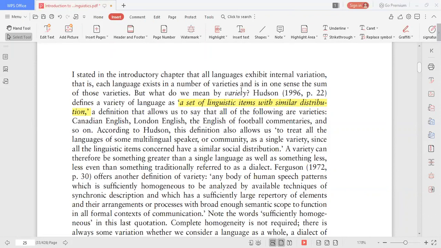So you see, that is why it says that according to Harson, this definition allows us to treat all the languages of some multilingual speaker community as a single variety. So we will consider all the speakers of the same community as a single variety. For example, if I take Bangla, actually we don't have such a situation. It's unfortunate, and maybe we have, but we never try to do research on it. Like Bangla in Dhaka. What do you think? Bangla in which part of Dhaka can we take as a standard?